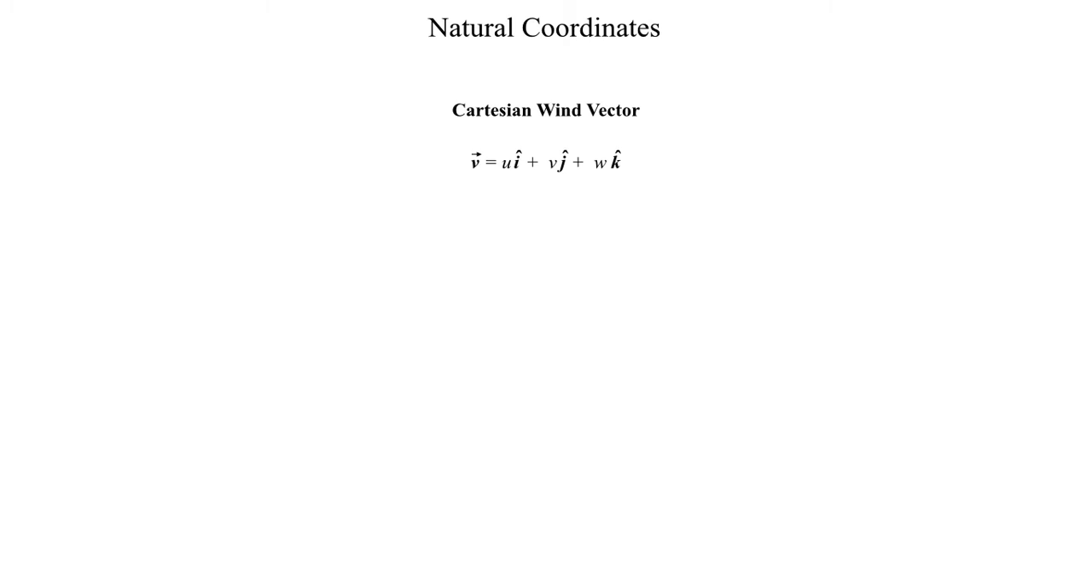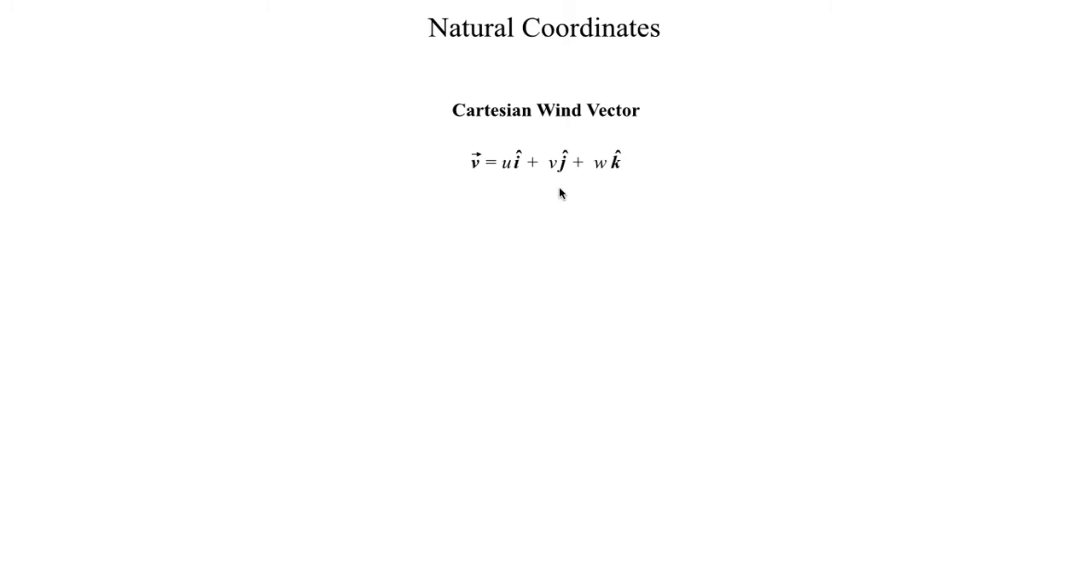Just to refresh your memory, the Cartesian wind vector, which we introduced way back in lecture 1, was defined as follows. The wind vector is the zonal component times the i hat unit vector, plus the meridional component times the j hat unit vector, plus w, the vertical component, times the k hat unit vector.